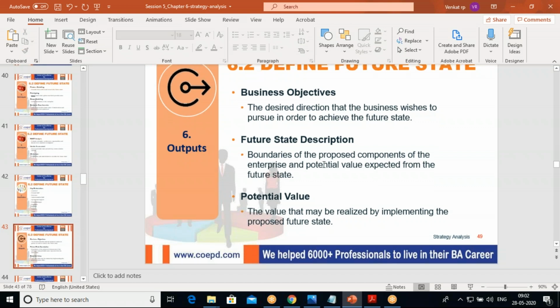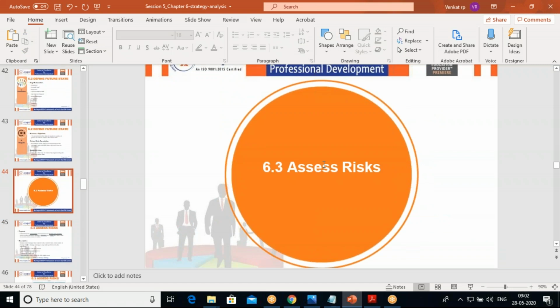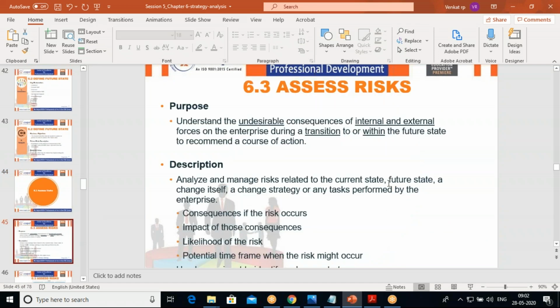Fine, got it. Now let us discuss assessing risks. Now for us to do this, what risks are involved here? Let us try to understand it. Here the purpose is to understand the undesirable consequence of internal and external forces on the enterprise during the transition to or within the future state to recommend a course of action. That means you know that risk may form a threat to the project or to this initiative or to the change. So we need to understand beforehand what are the undesirable consequences of making this particular change.